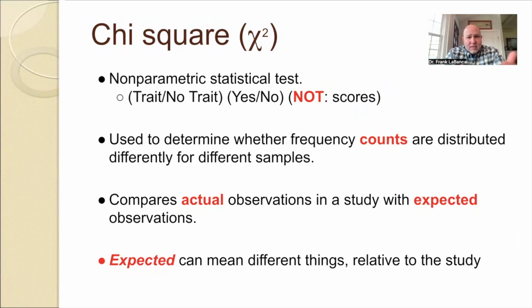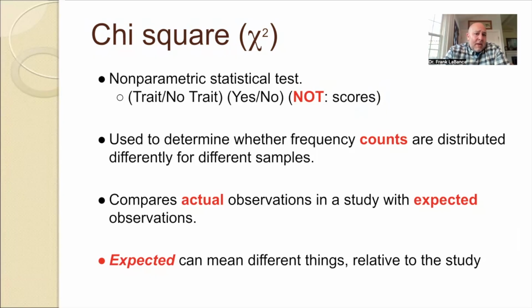There's a trait or no trait. It's a yes, no. There are no scores associated with it. We're just basically talking about frequencies, so we're counting the times something might happen. And when you're doing the analysis, you're always comparing actual observations in the study with the expected observations.